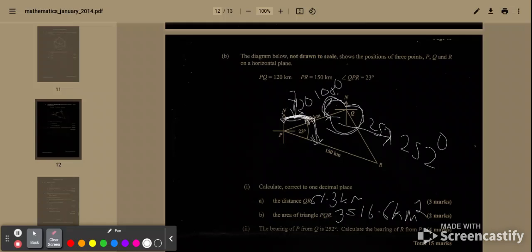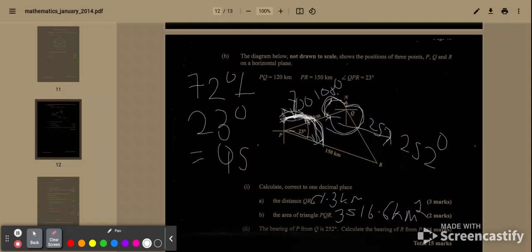So, we're on our way now. The bearing of R from P would be the entire angle, which is right here. We know that this piece is 72 degrees, and this piece is 23 degrees. So all we have to do is add 72 degrees to the 23 degrees, which will give us 95 degrees. Therefore, the bearing of R from P is 95 degrees.